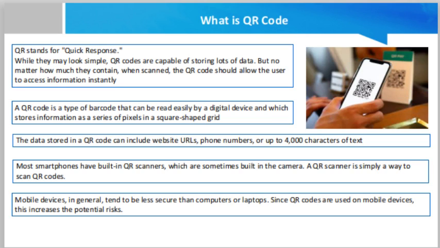Standard barcodes can only be read in one direction, top to bottom. That means they can only store a small amount of information, usually in an alphanumeric format, but a QR code is read in two directions, top to bottom and right to left. This allows it to house significantly more data. The data stored in a QR code can include website URLs, phone numbers, or up to 4,000 characters of text.